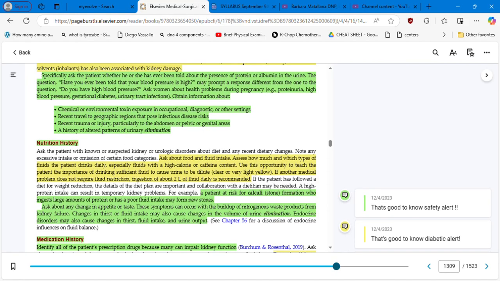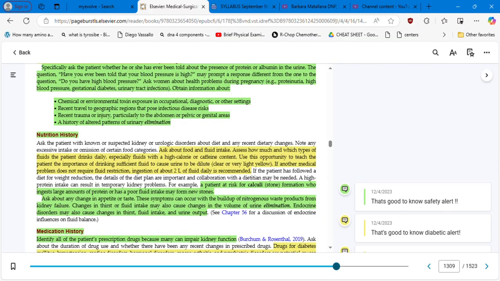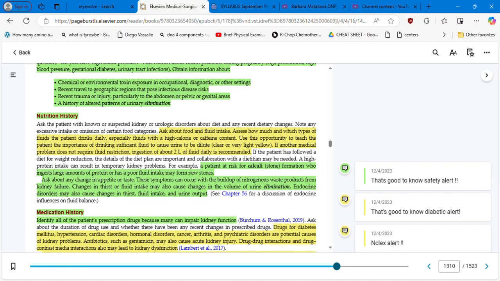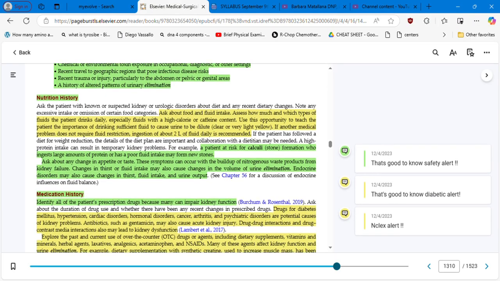So let me review this. The question, have you ever been told that your blood pressure is high, may prompt a response different from the one to, do you have high blood pressure? Okay. Ask women about health problems during pregnancy: proteinuria, high blood pressure, gestational diabetes, urinary tract infections. So we have to ask about chemical or environmental exposure, travel to geographic regions that pose infection or disease risk, recent trauma, injury, and a history of altered patterns of urinary elimination.